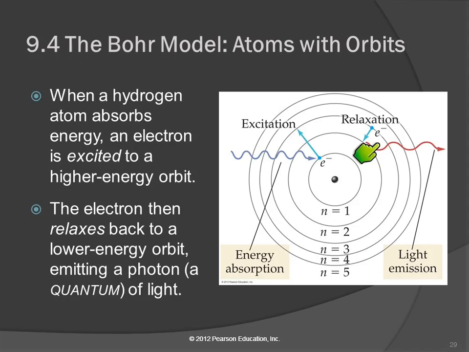The light that is emitted here is a photon, a quantum, a packet of light, a piece of energy, a discrete piece. You get one quantum, one photon for every electron that relaxes.